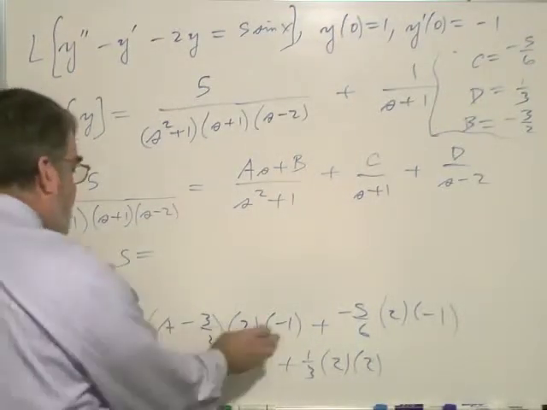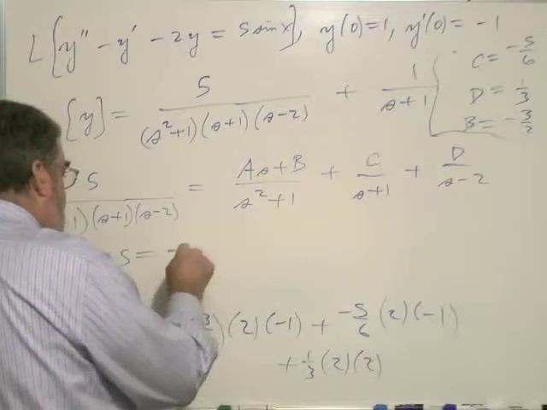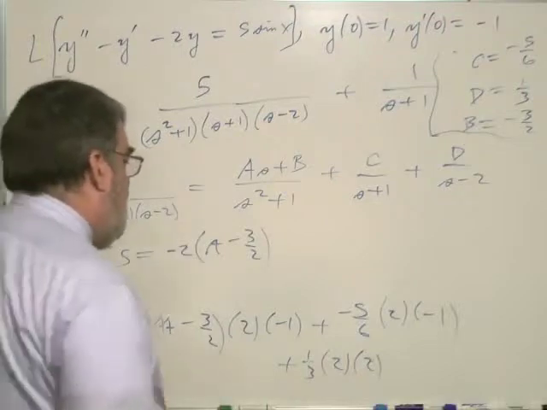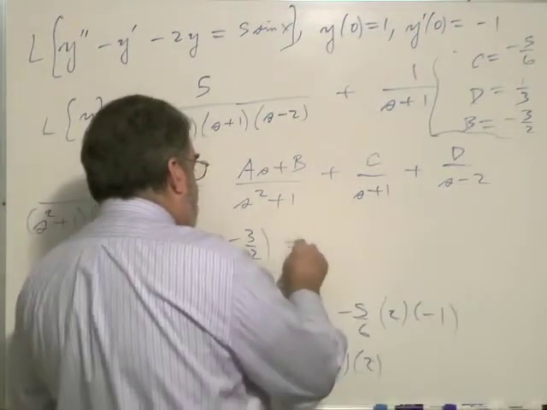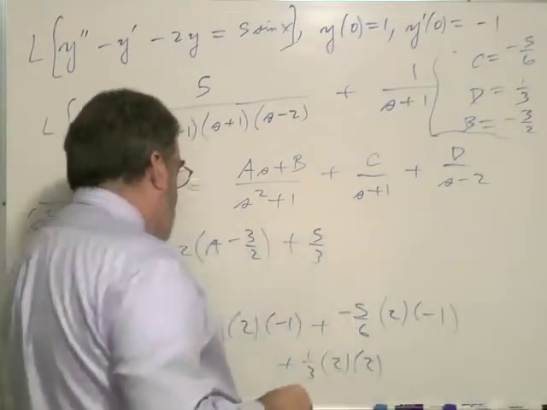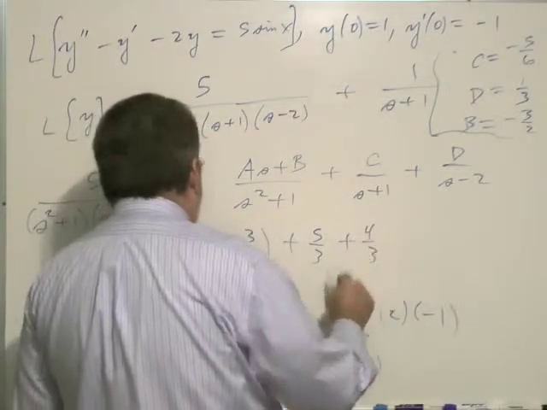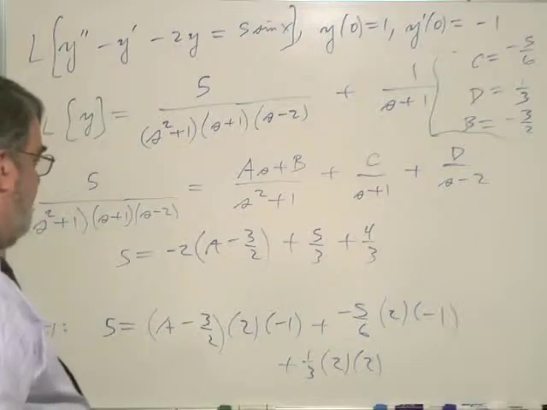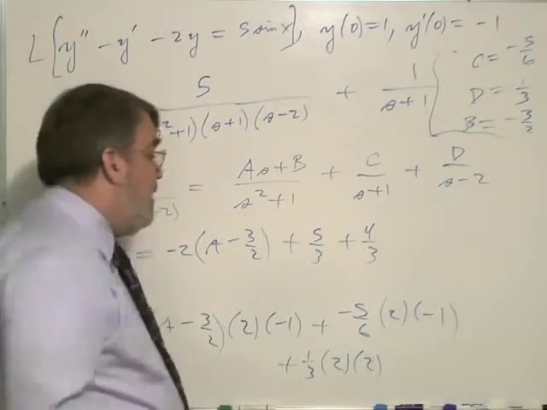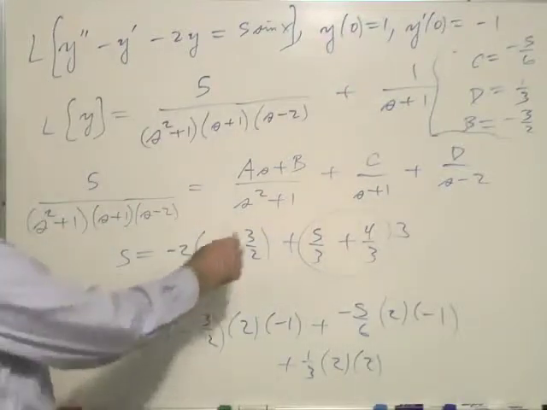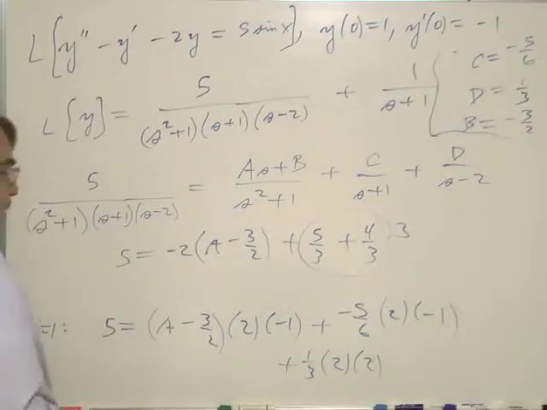Equals negative 2 times a minus 3/2 plus 5/3 plus 4/3. Oh, and that's convenient, because 5/3 plus 4/3 is 9/3, or 3. That's 3. If I subtract, I get 2.